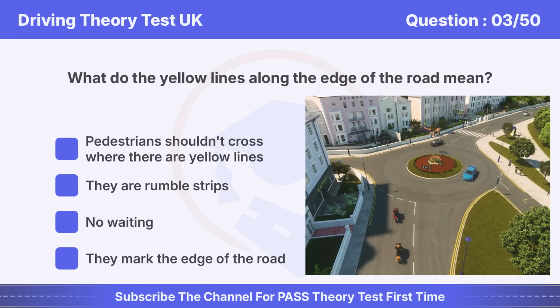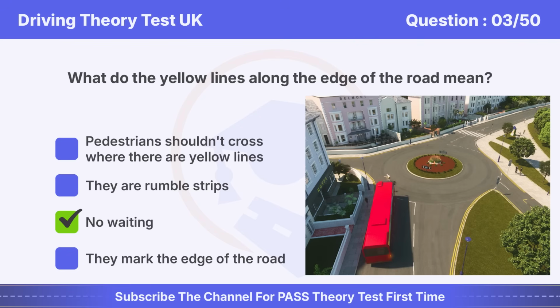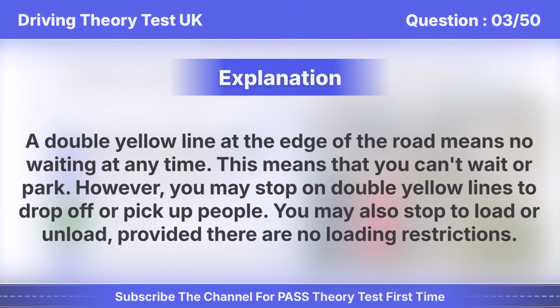Question 3. What do the yellow lines along the edge of the road mean? Answer is C. No waiting. A double yellow line at the edge of the road means no waiting at any time. This means that you can't wait or park.